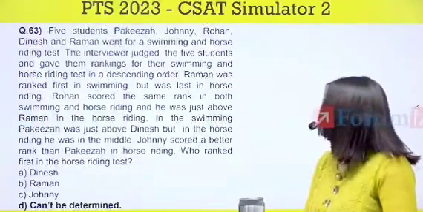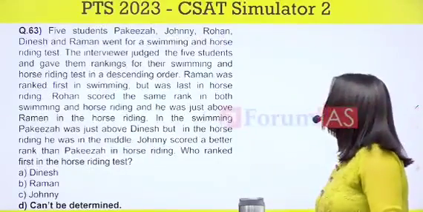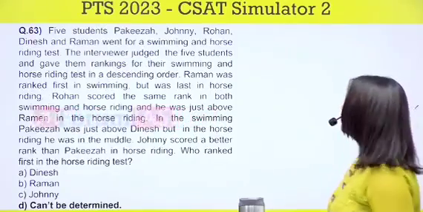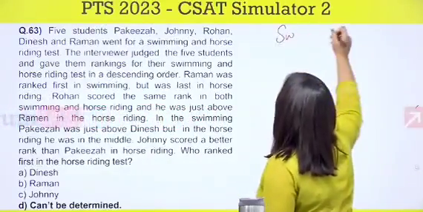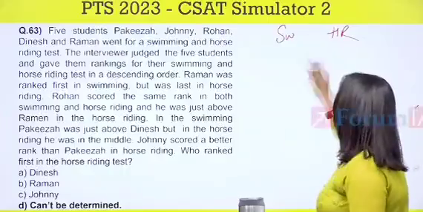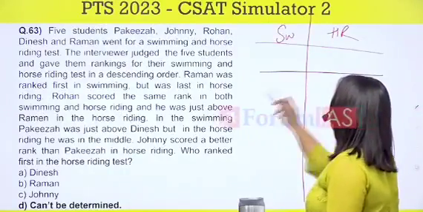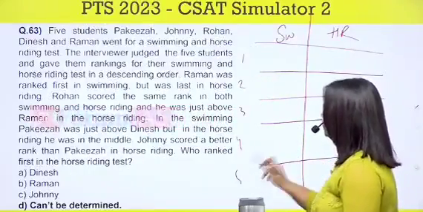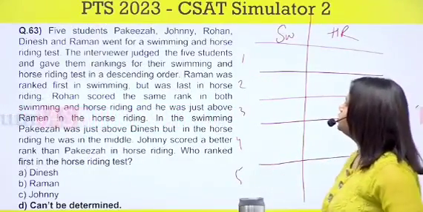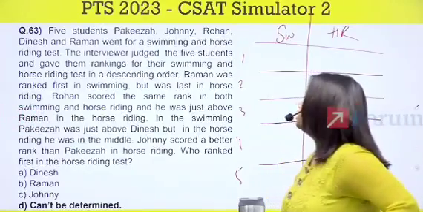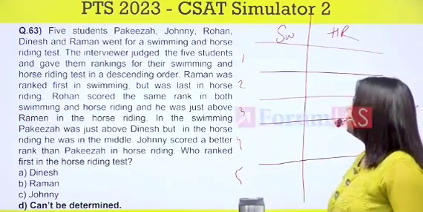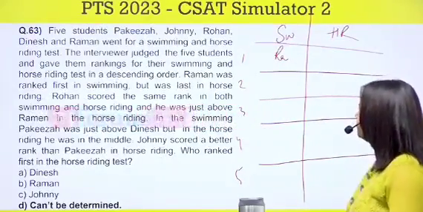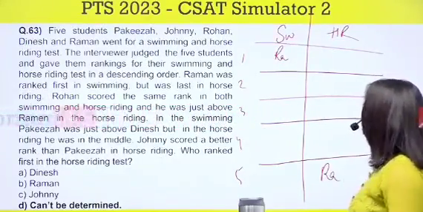Then question 63. 5 students, Pakiza, Johnny, Rohan, Dinesh and Raman went for a swimming and horse riding test. 5 people, they went for a swimming test and they went for a horse riding test. Now, the interviewer judged the 5 students and gave them ranking for their swimming and horse riding test in descending order. Raman was ranked first in swimming. So, Raman is first in swimming. But he was last in horse riding.